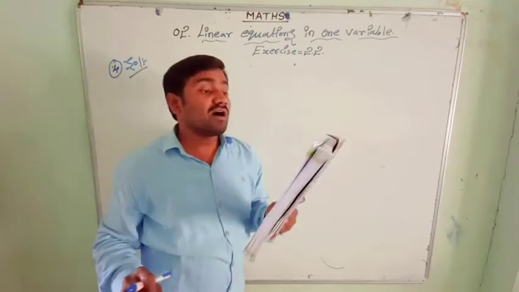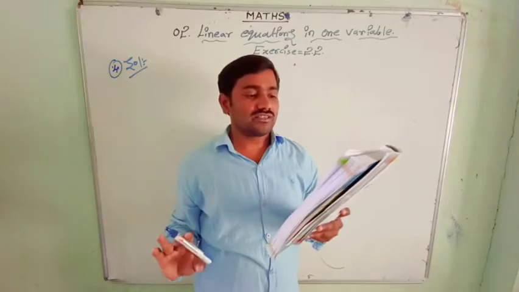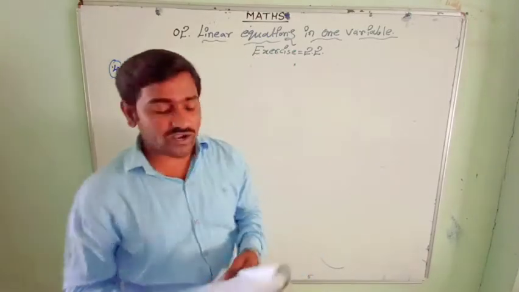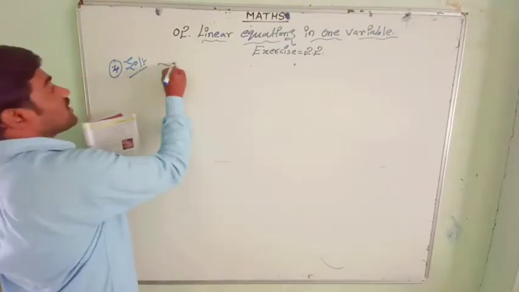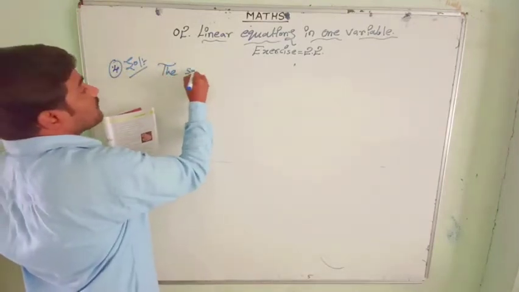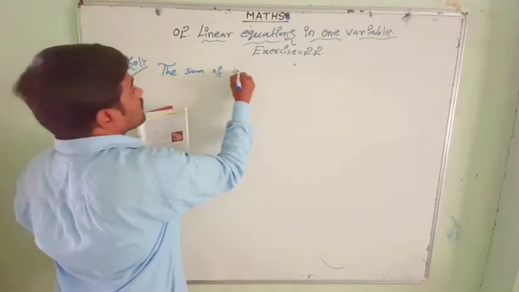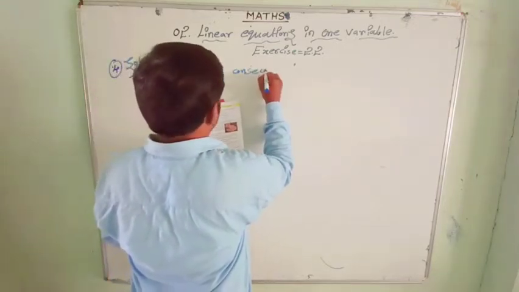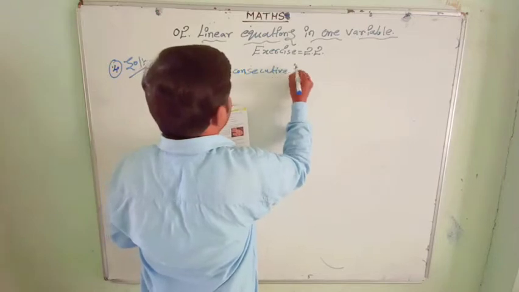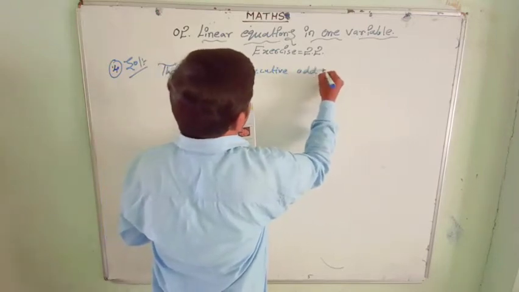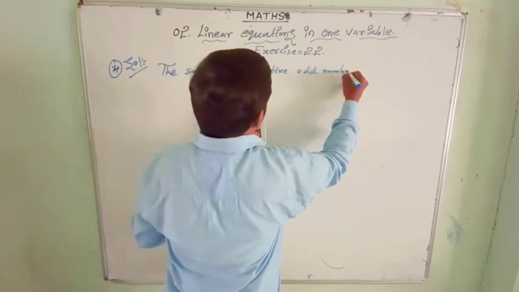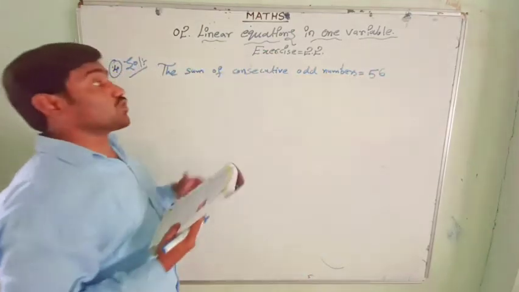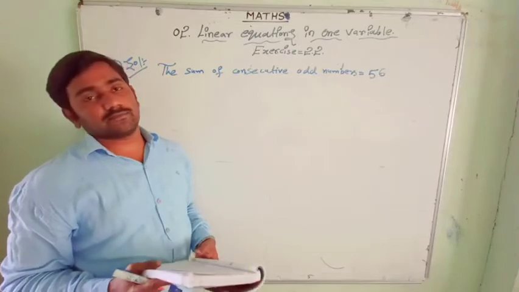The sum of two consecutive odd numbers is 56. Find the numbers. Consecutive odd numbers is said. Given that the sum of two consecutive odd numbers is equal to 56.